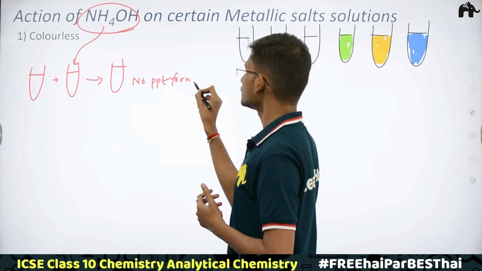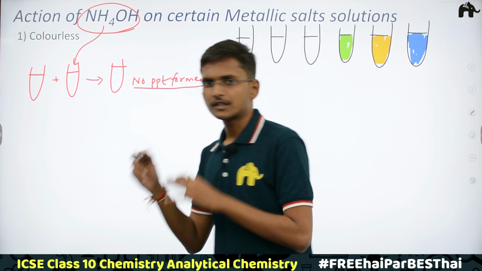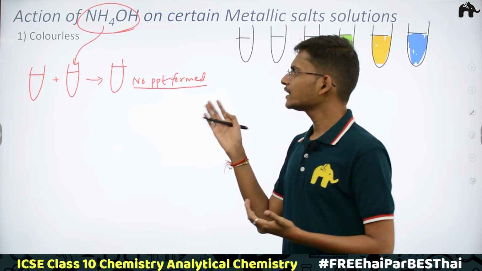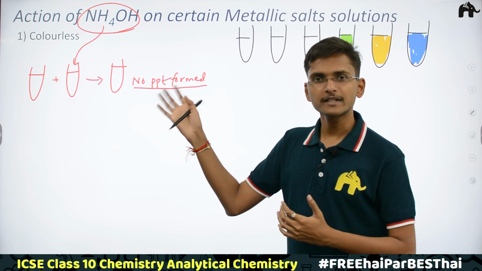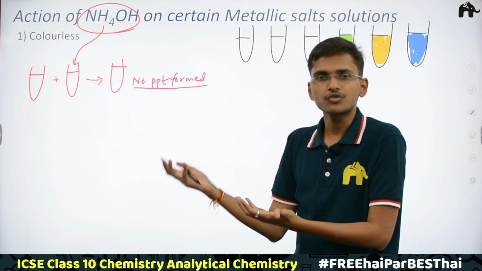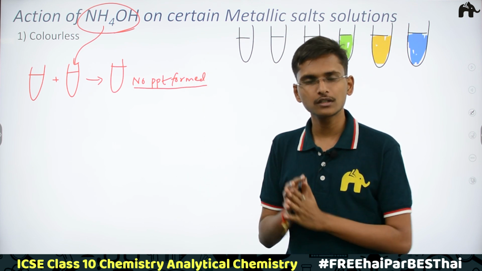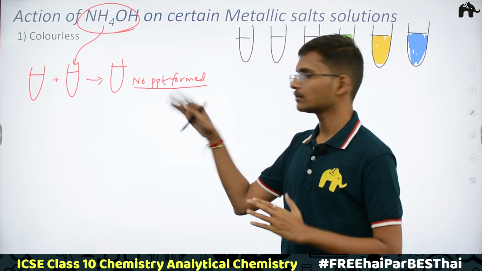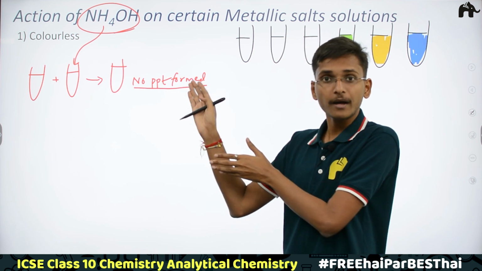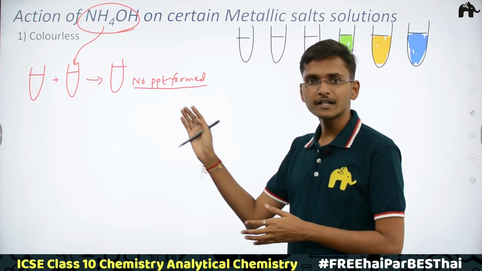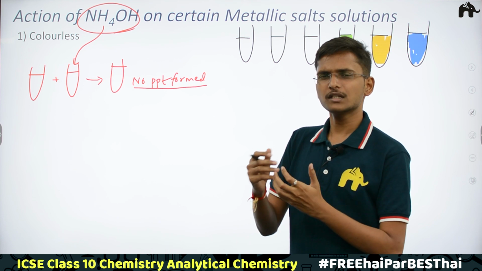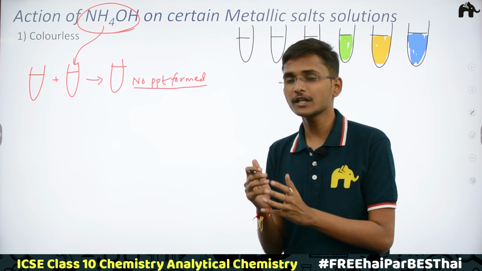Now what is this new thing, right? Till now, we have observed that whenever we are adding any reagent into these colorless or colored metallic salt solutions, we are getting some precipitate along with a colorless solution, right? But here, there is no precipitate at all in the first step only. So this means that something is not right.